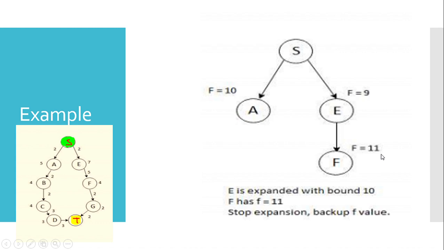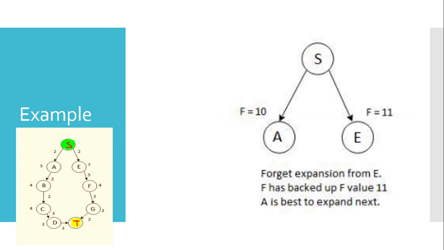But over here again you can see our limit was 10, and we have reached up to the limit 11. So we cannot expand E further. We have to stop the expansion here because the value of the node is greater than the limit. So we'll stop expanding and we will backtrack this 11 value to the parent. That's why you can see the value of E will become 11 because of backtracking.